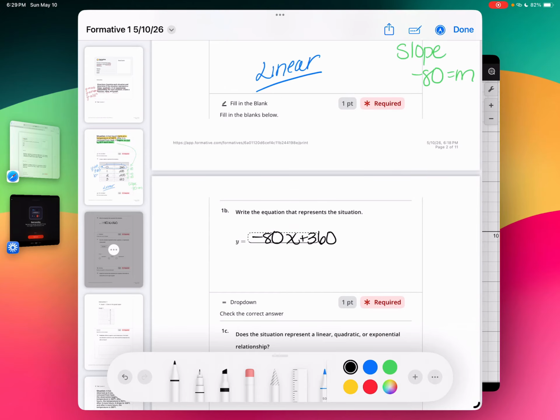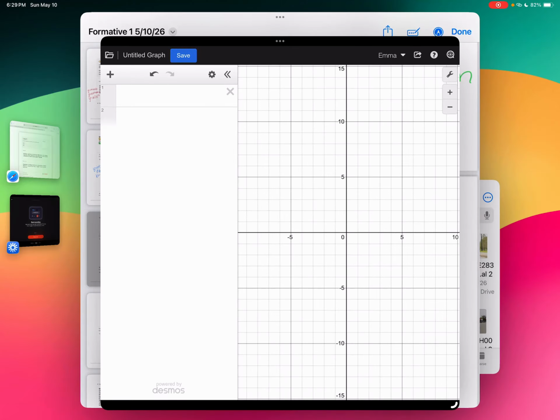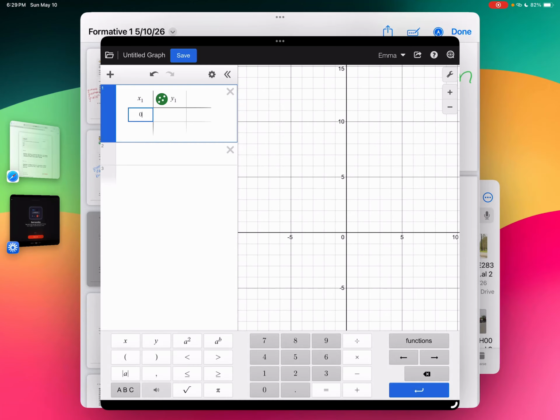Now, if you hit a wall, or if you want to double check your work, you're like, I don't know if I got the right one, you could always input it into Desmos. So you go to table: 0 hours is 360. Then after 1 hour, it's going to be 280. After 2 hours, it's going to be 200. And then after 3 hours, it's going to be 120.